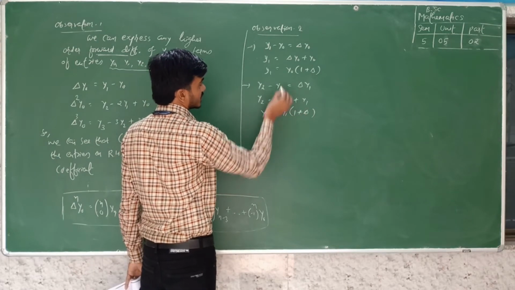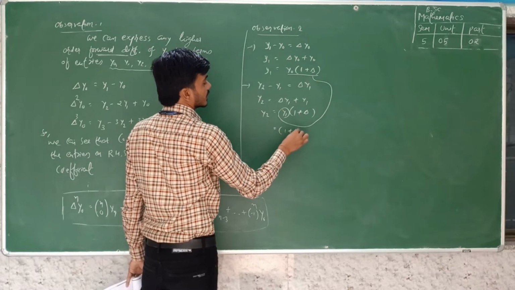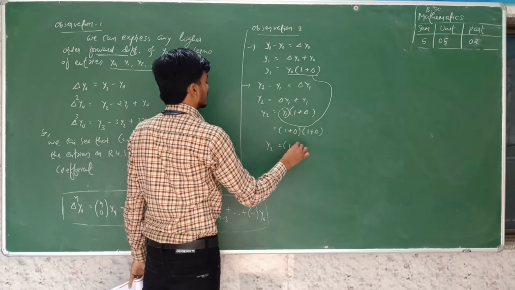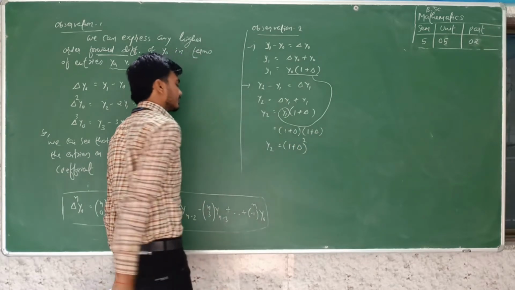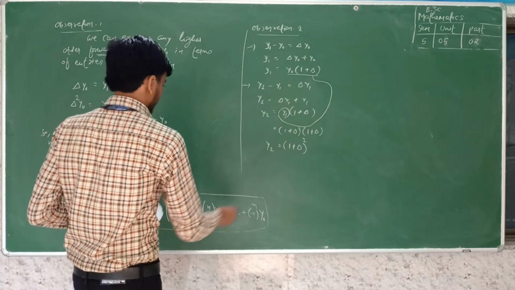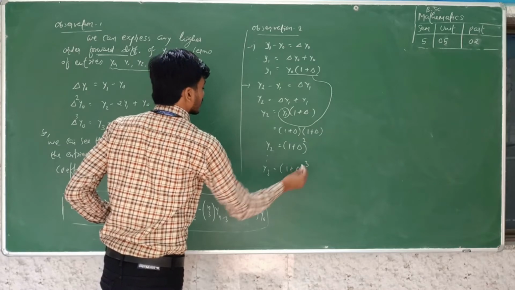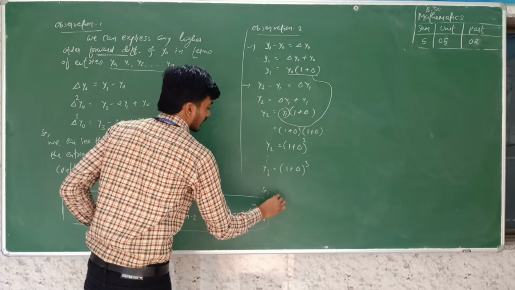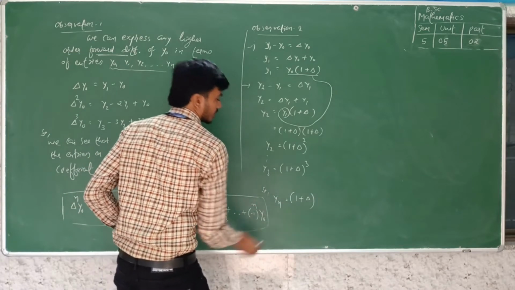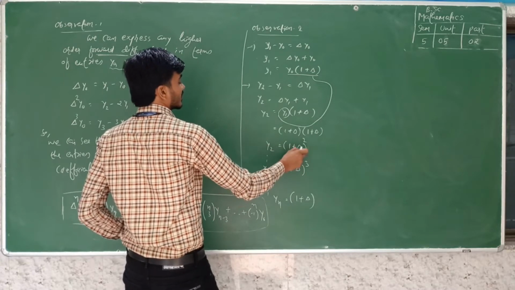So y2 is equal to 1 plus delta. We can put the value of y1 in here, so 1 plus delta into 1 plus delta. So y2 is equal to 1 plus delta square. Similarly, y3 is equal to 1 plus delta cube. So yn is equal to 1 plus delta raised to n, where y3 is equal to 1 plus delta cube and y2 is equal to 1 plus delta square.